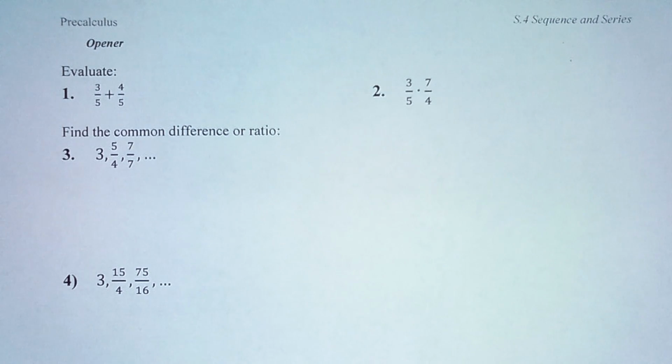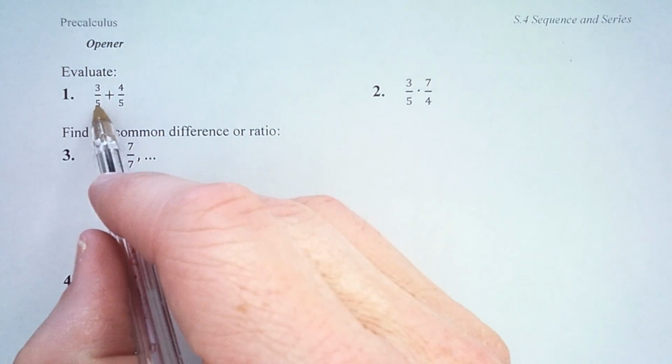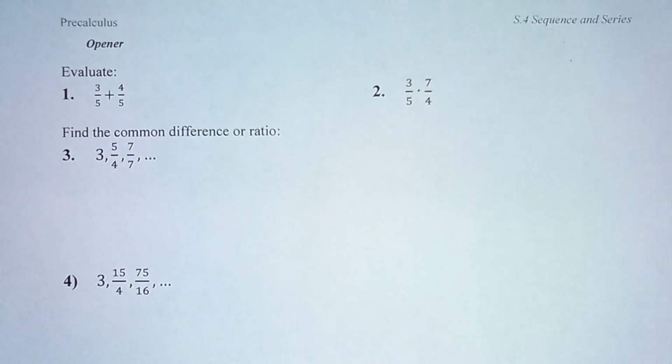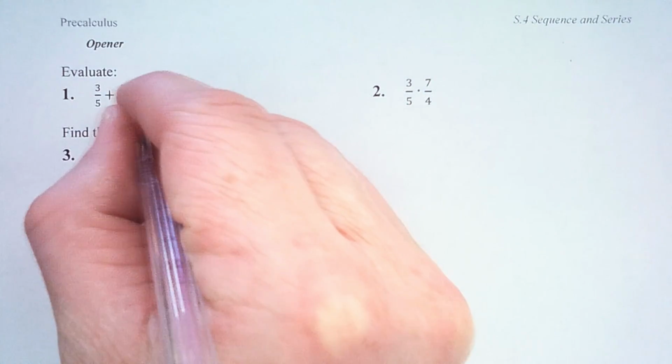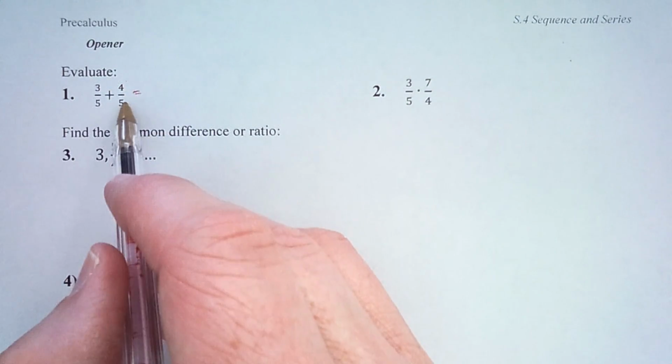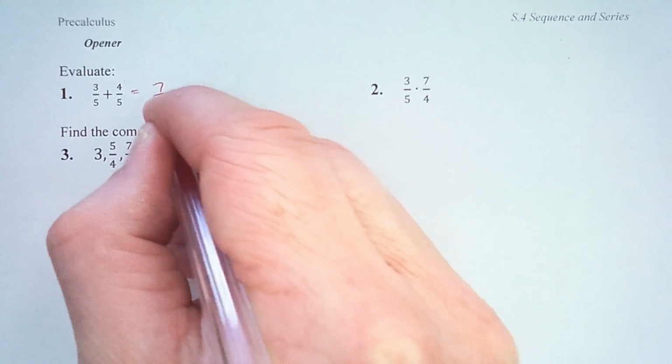Hey everybody, in this video we are going to talk about finding the common ratio or the common difference in a sequence. First, let's talk about how we add and subtract fractions. So I've got two fractions here, 3/5 and 4/5. In order to add or subtract fractions, I have to have a common denominator, which I do. Okay, so I can add these. 3/5 plus 4/5 is 7/5.